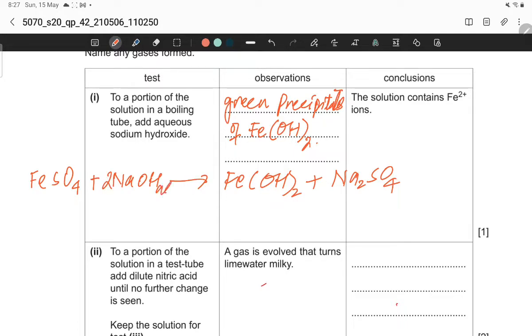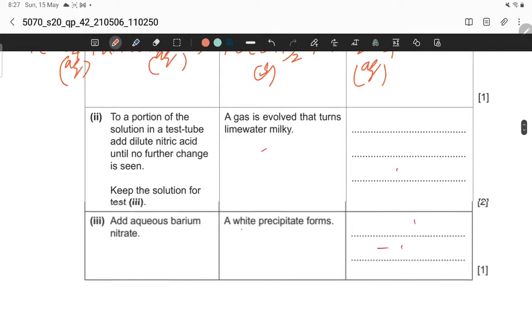So that's why this is aqueous, and iron 2 hydroxide is solid, and this is aqueous. So green precipitate, and iron 2 hydroxide is green in color. So the observation will be that green precipitates of iron 2 hydroxide are formed.